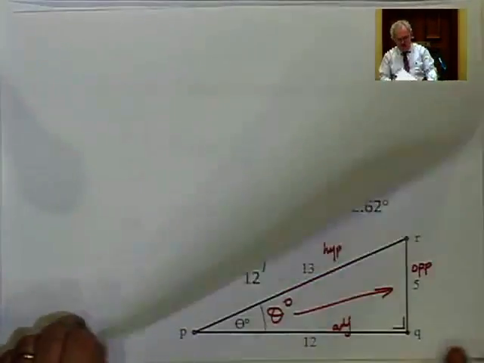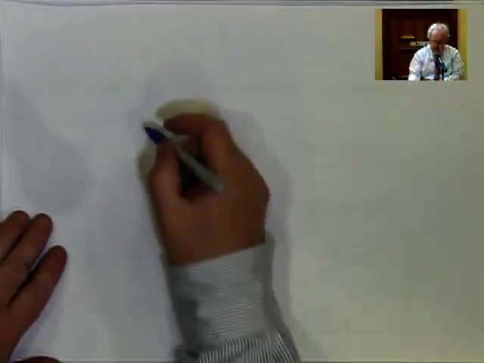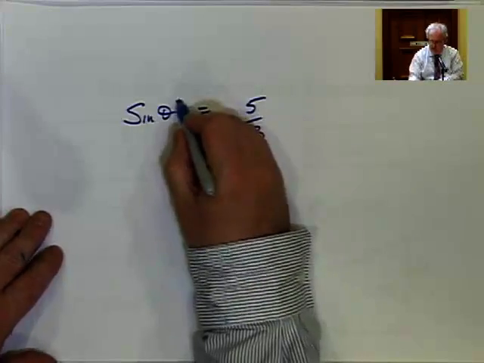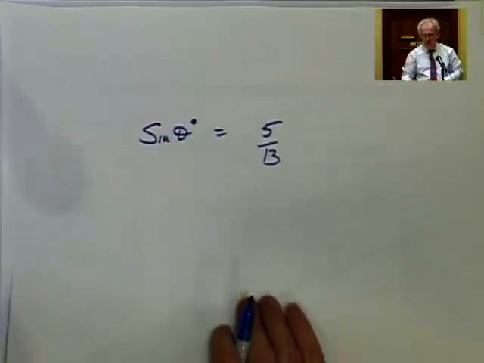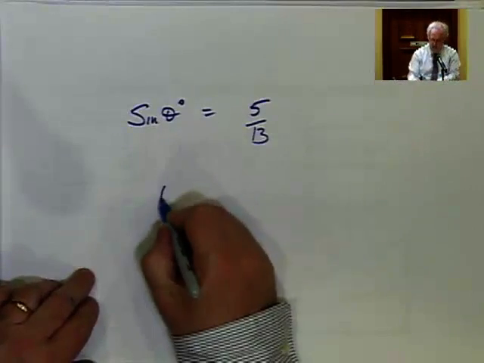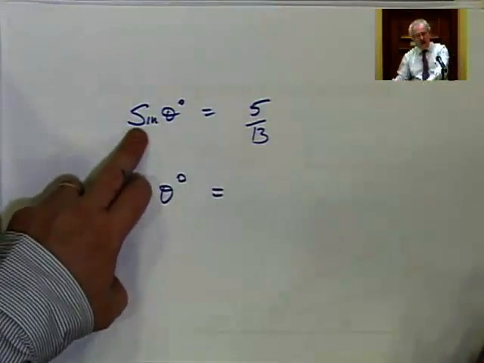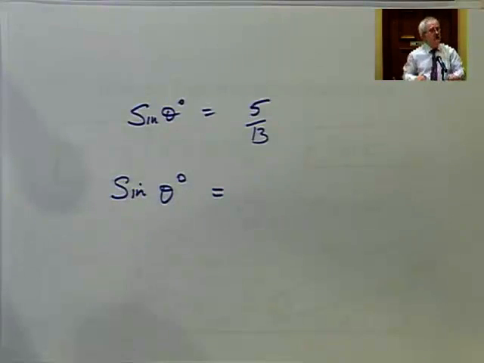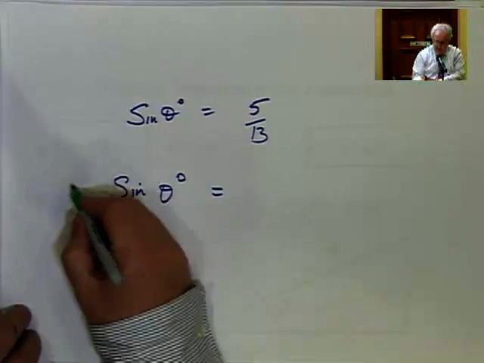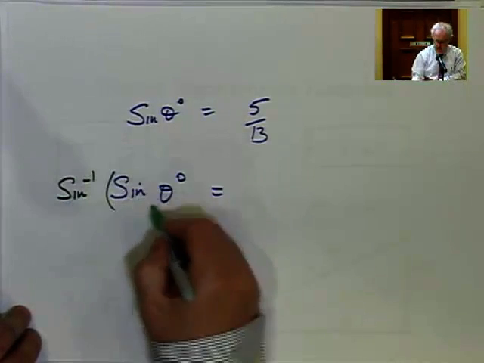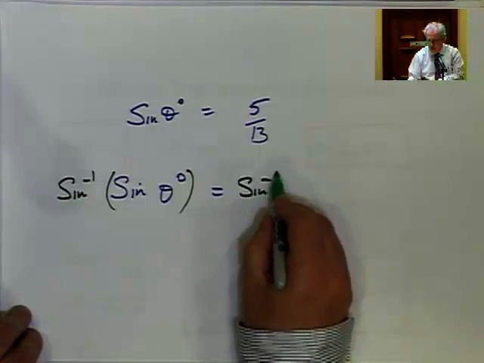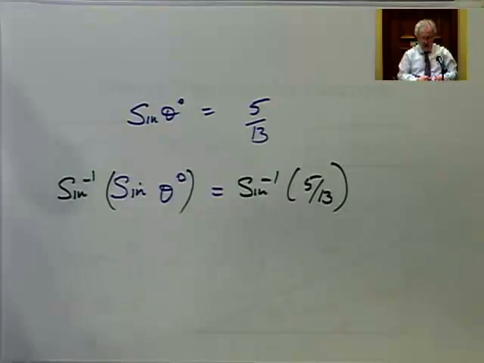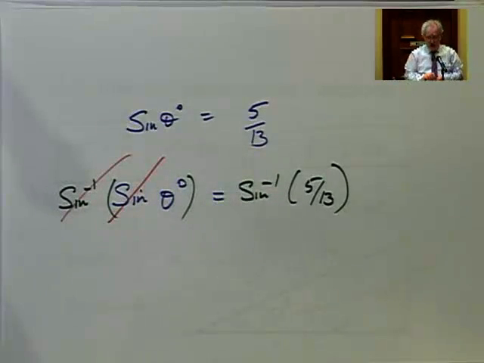We might be more used to doing it mathematically and saying that sine of theta is 5 over 13. But I just want theta. And how do I get rid of sine on this side? What gets rid of a sine for me? What's its twin? Inverse sine. So inverse sine, 5 over 13. And we know that they cancel because that's why I chose them.